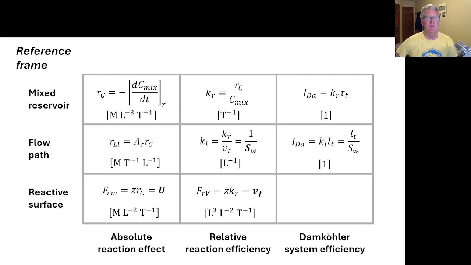Note that these metrics will indeed have higher values if the absolute or relative reaction effect on the reactant is higher, as indicated by a higher temporal reaction rate or rate coefficient. However, these metrics will also have higher values if the same absolute or relative reaction effect on a given volume of water is being provided by a smaller reactive surface.